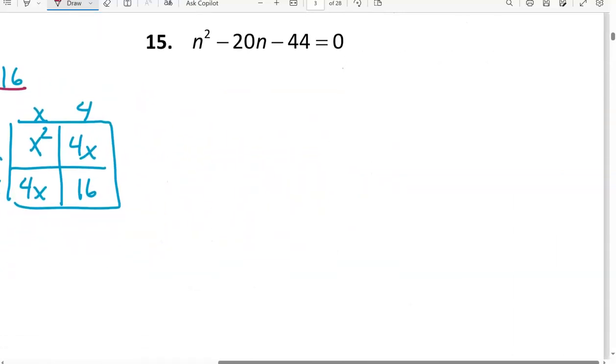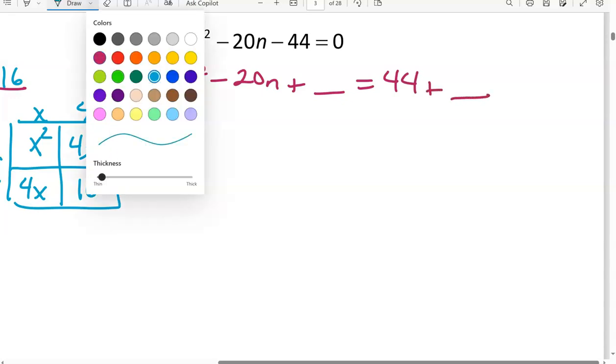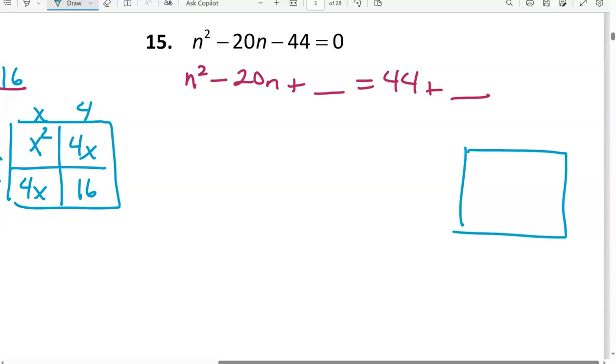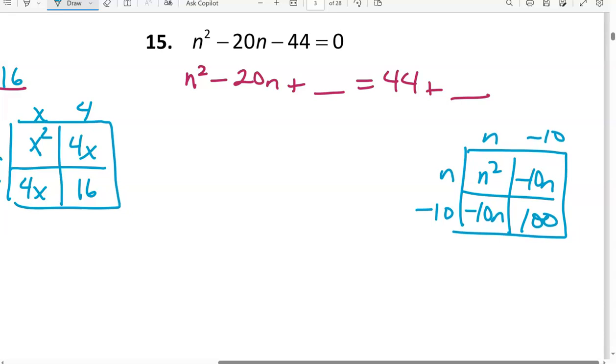In 15, we again have a equal to 1, so that's good. So all we need to do is move that 44 to the other side of the equation and complete the square. n squared minus 10n minus 10n. And that means that 100 completes the square.